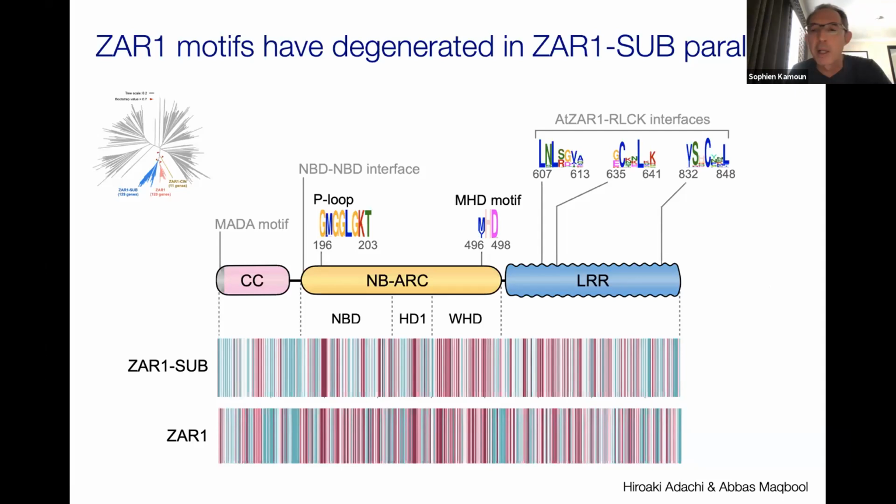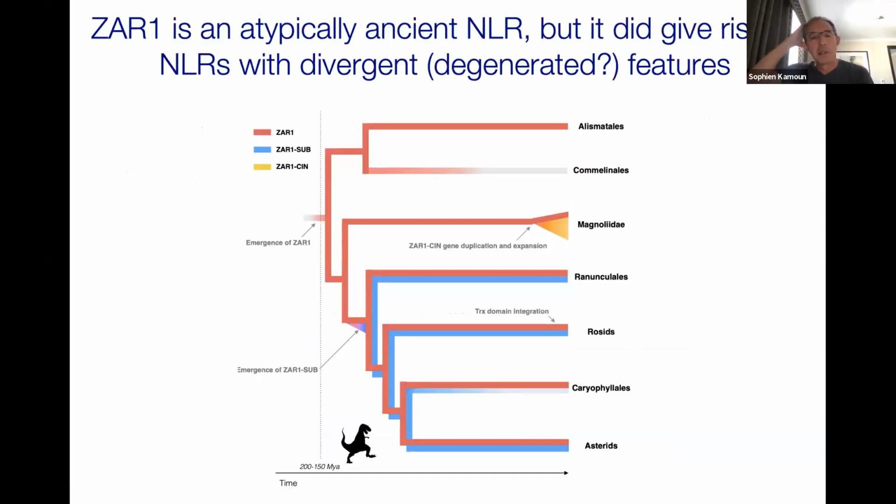Are they functioning with ZAR1? Are they functioning with other helpers? We don't know yet, but this is again a great hypothesis coming from this EVO MPMI type of analysis. This is the summary. I don't really need to say much here because I'll be repeating myself, but essentially we have duplication here of the blue clade, the ZAR1 sub, some point in the eudicot evolution. Some families like the Caryophyllaris lost the ZAR1 sub, but ZAR1 sub have diversified also in many angiosperms, and they seem to have degenerated features of NLRs, typical of what we expect of sensor NLR evolution.